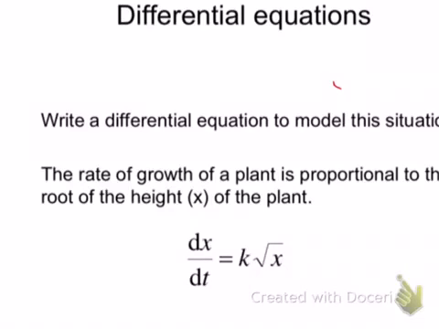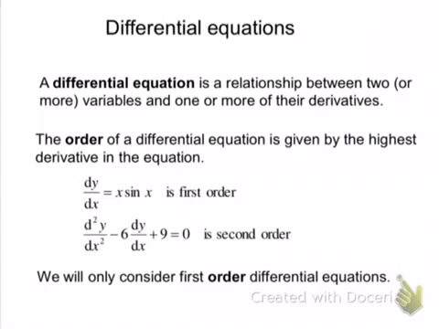So we want to write a differential equation to model this situation. The rate of growth of a plant is proportional to the square root of the height x of the plant. And we can write this as dx by dt is equal to k root x. A differential equation is a relationship between two or more variables and one or more of their derivatives.